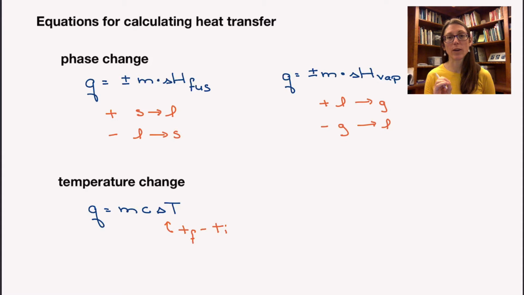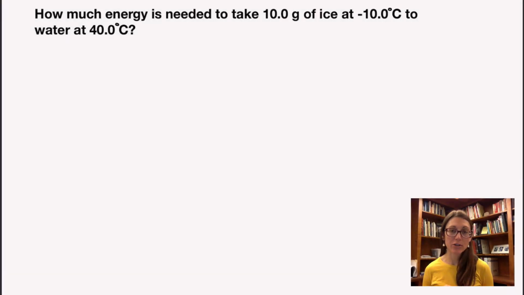Once you have these equations ready to go, then you're going to be looking at situations where more than just one energy transfer is happening. So we're going to have both heating and phase change occurring within a single situation. First problem: how much energy do we need to take 10 grams of ice from negative 10 degrees Celsius to 40 degrees Celsius? When you have these problems, you need to stop and begin by drawing either a heating or a cooling curve.